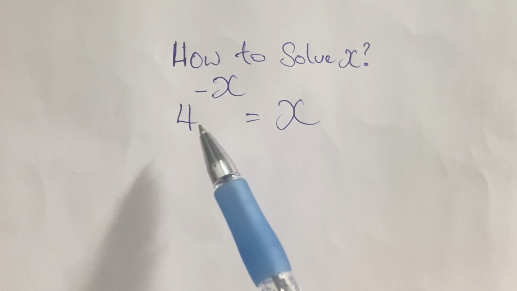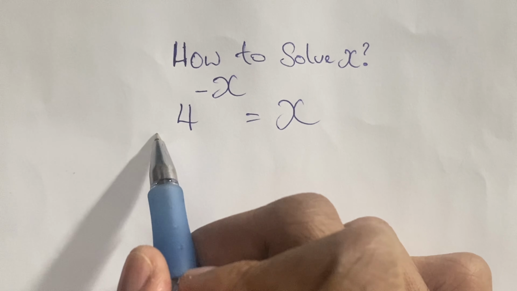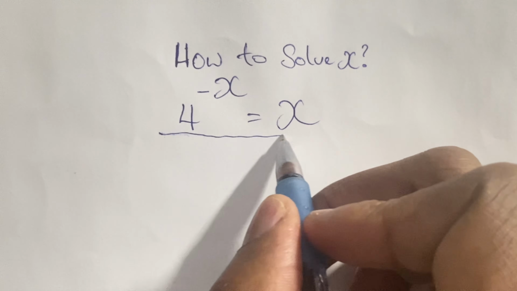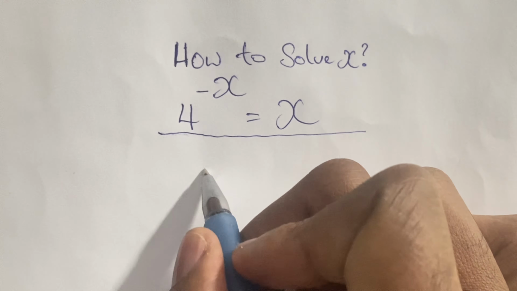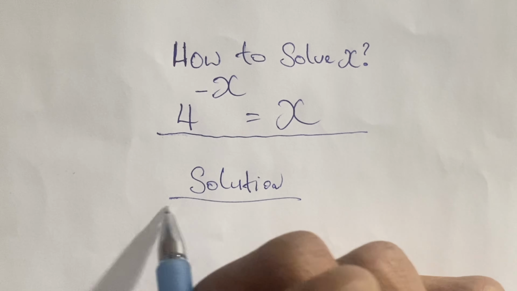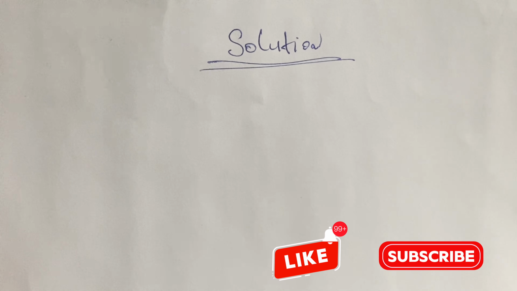Here we have another algebraic exponential equation that we're going to solve. In this equation we're going to find x, where we have 4 to the power of negative x is equal to x. Now you may want to pause this video and see if you can do this one by yourself. You may also check out my playlist on how to solve mathematical equations like these ones. Okay, let us look at our solution.